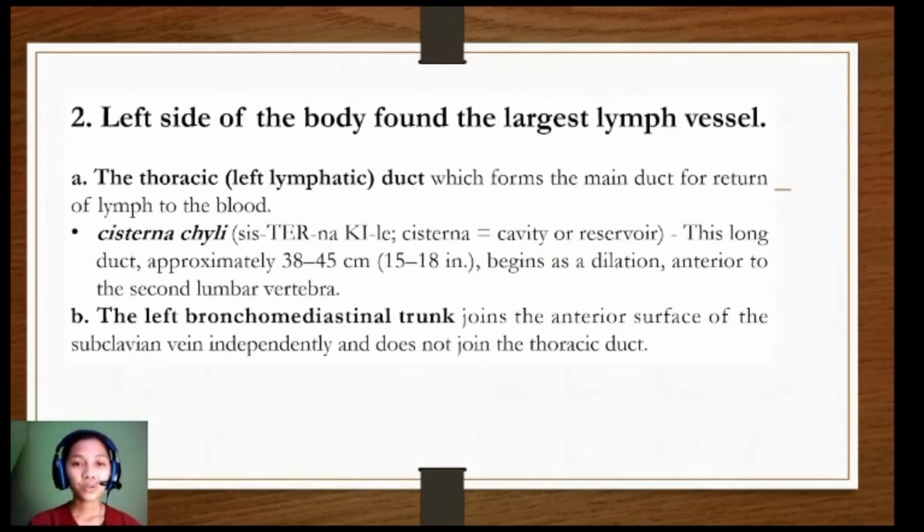On the left side, you can find the largest lymph vessel, the thoracic lymphatic duct, which forms the main duct for return of lymph to the blood. The cisterna chyli is a cavity or reservoir. This long duct, approximately 38 to 45 centimeters or 15 to 18 inches, begins as a dilation anterior to the second lumbar vertebra. The left bronchomediastinal trunk joins the anterior surface of the subclavian vein independently and does not join the thoracic duct.